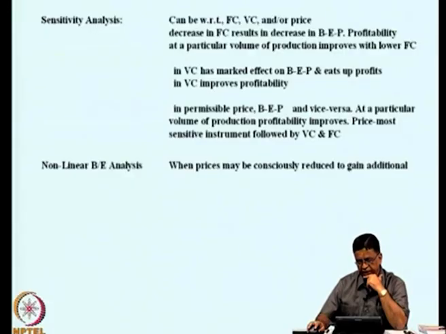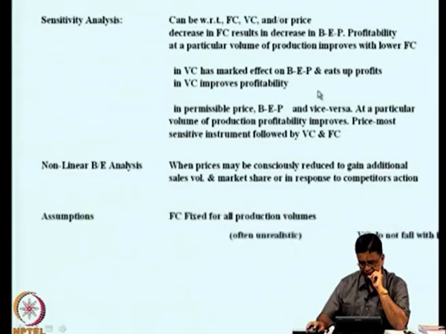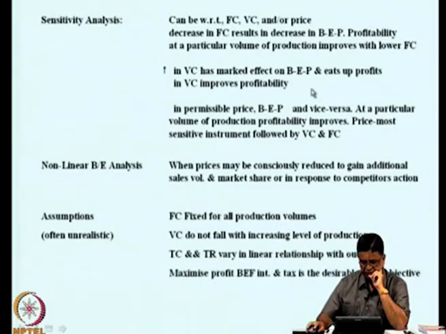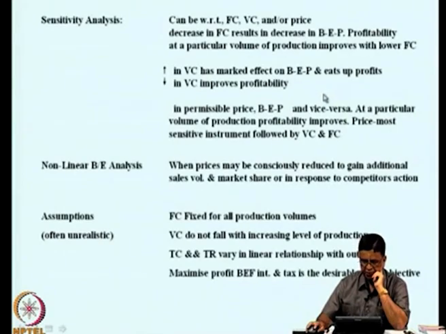As could be seen, a decrease in fixed cost results in a decrease in BEP. Profit at a particular volume of production improves with lower fixed costs. Then when you have an increase in variable cost, it has a marked effect on BEP and eats into profits, whereas a decrease in variable costs improves profitability.